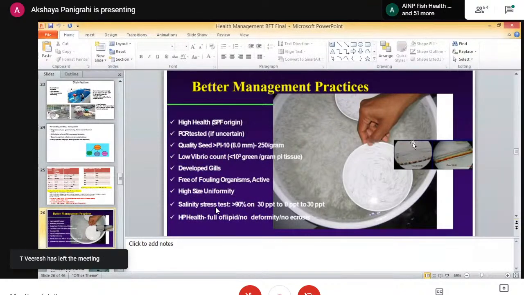Now coming to healthy seed: in the case of shrimp, quality seed means the Vibrio count should be low.